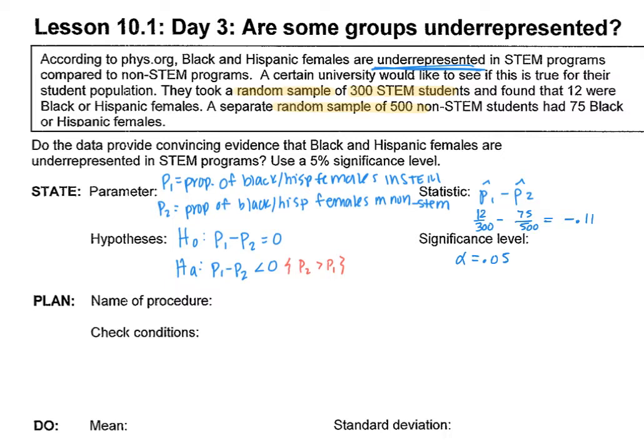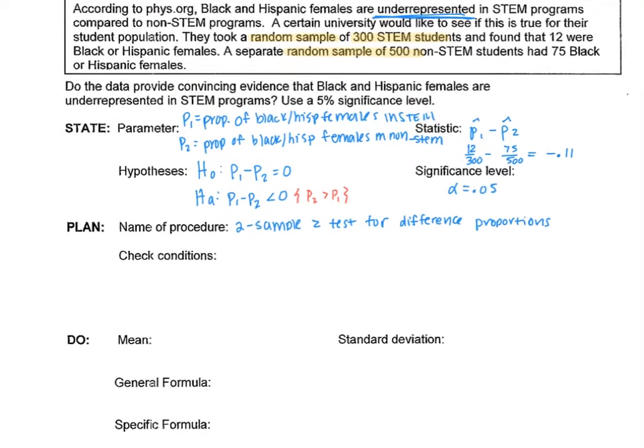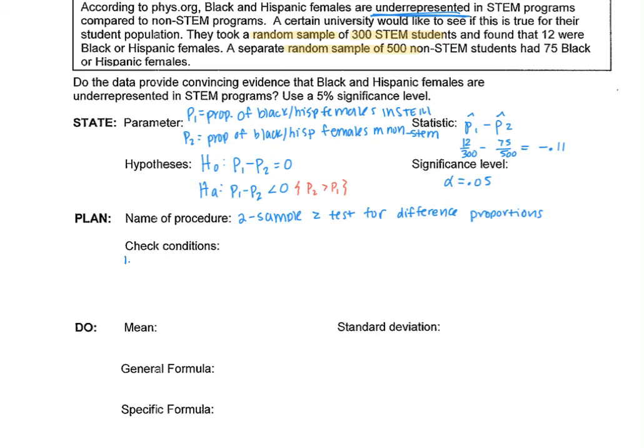And the name of our procedure, now we're going to do a 2-sample z-test for a difference of proportions. You don't have to write for a difference of proportions if you don't want to, but it just helps so you can remember it's proportions. It's a z-test. We're going to use z, I have p hat, all of those things. So let's check that the conditions are met. Both of them were random samples. I highlighted that up in the passage. So both random samples.